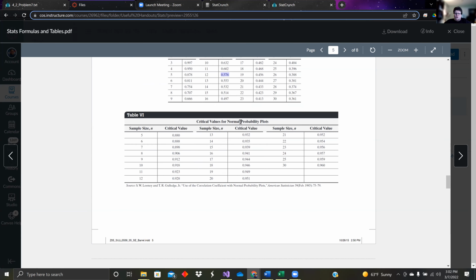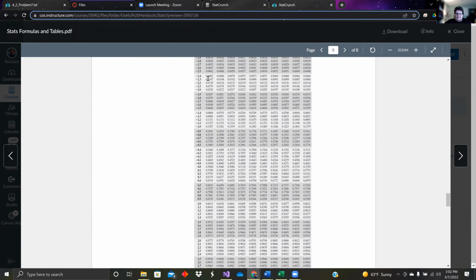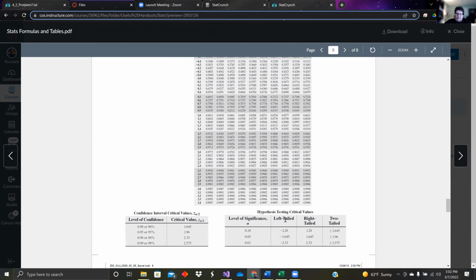We do use the normal probability plots later on when we're doing that normal curve. Do not use these. This is the old standard deviation way of doing it before StatCrunch. It's a pain. Don't do that.